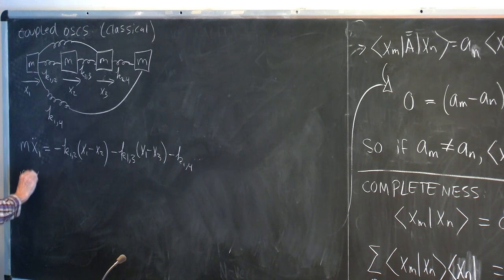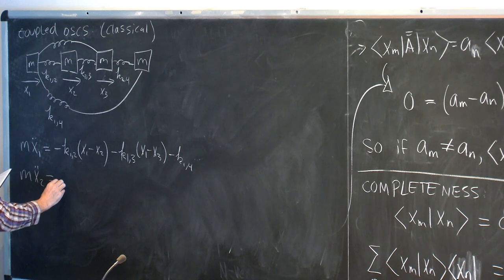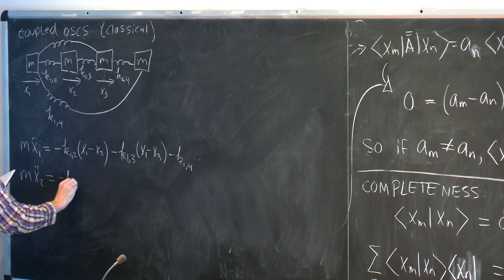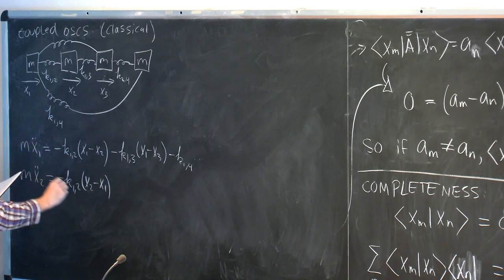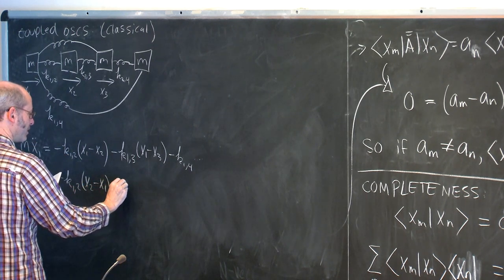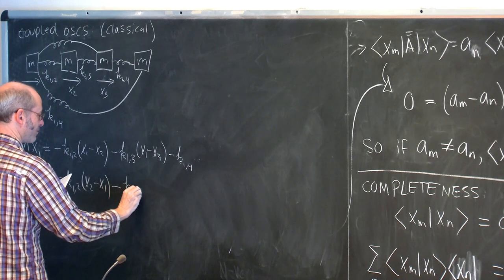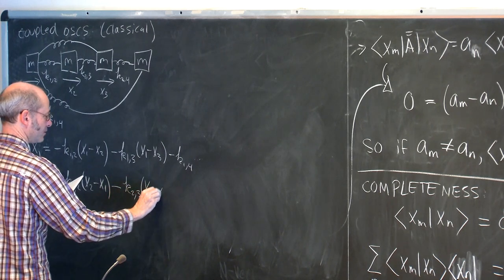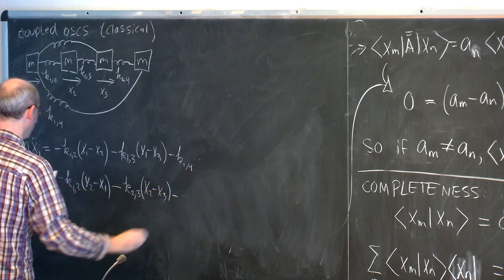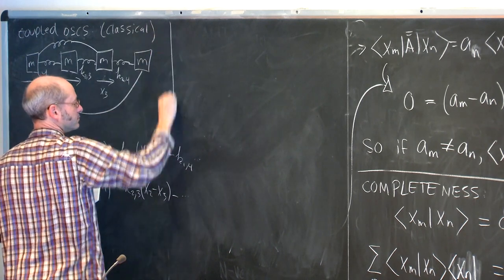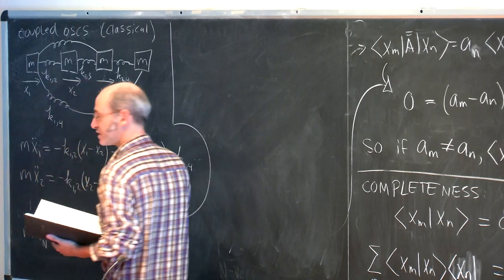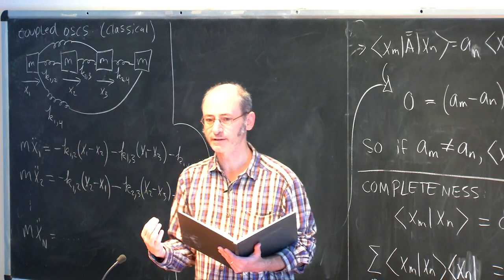And then I write down the equation of motion for the second mass over here. And again, the forces acting on it are just the compressions of all the springs to which it is attached. First one being the spring from mass 2 to mass 1, the next one being the spring from mass 2 to mass 3, and so on, and all the way down to the very last one. So this is a messy bunch of coupled equations.